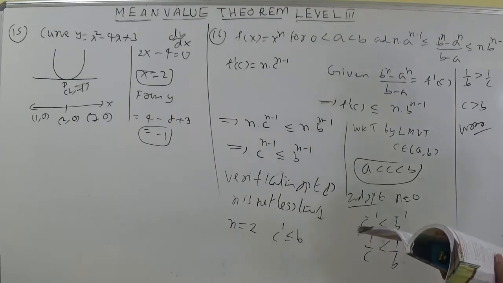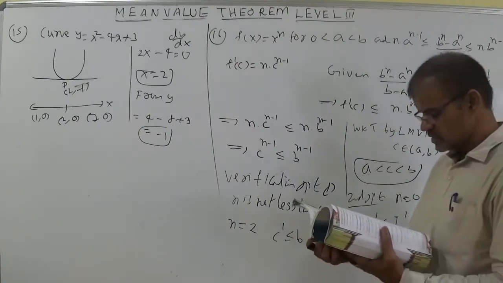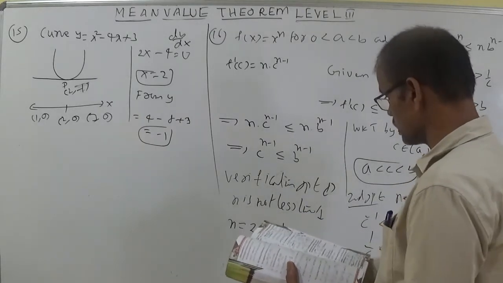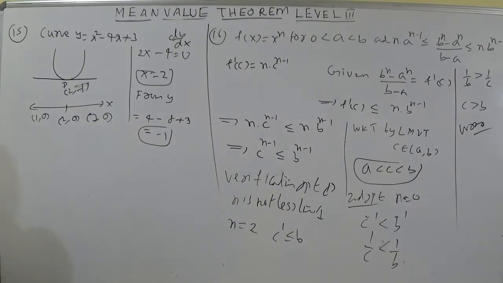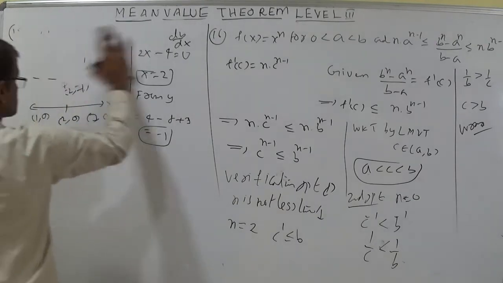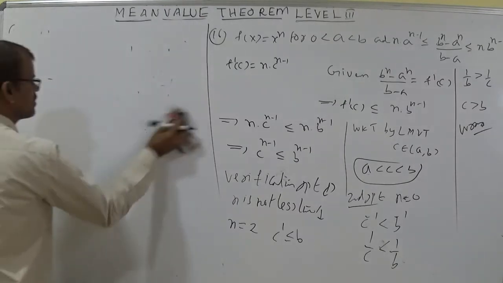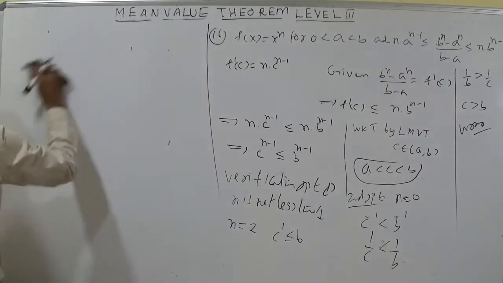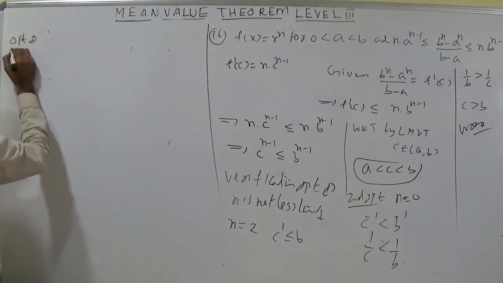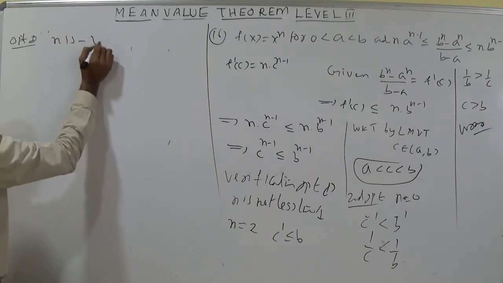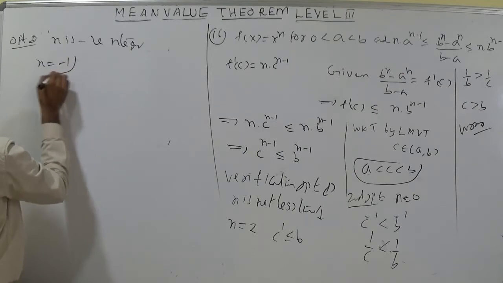Next, the third option. n is a negative integer. Let us consider the third option as n is equal to minus 1. Each and every option I am discussing. n is a negative integer, so consider n is equal to minus 1.